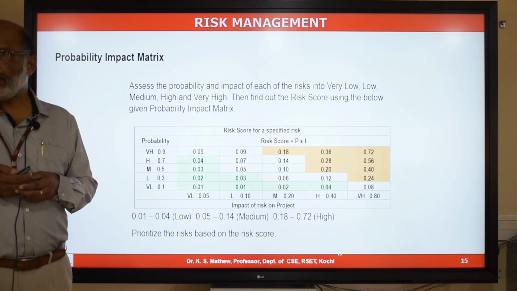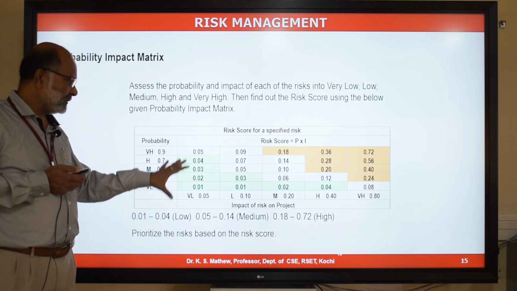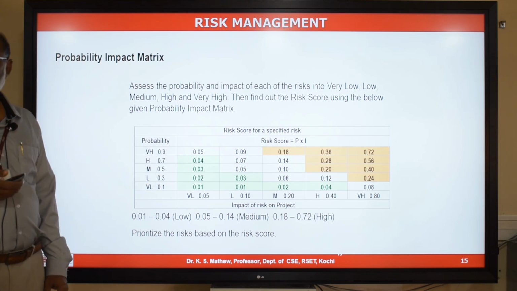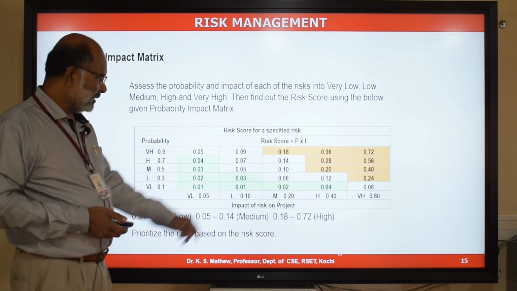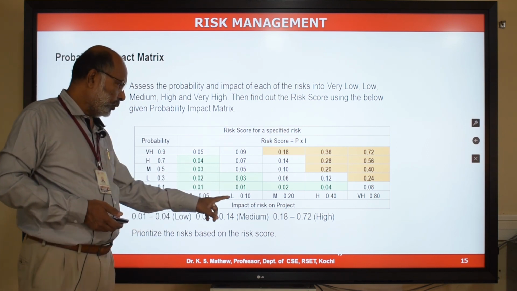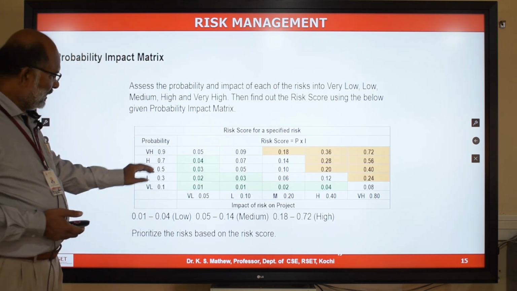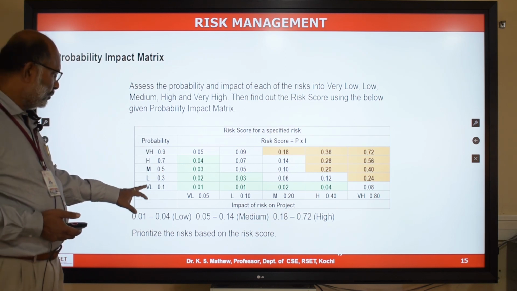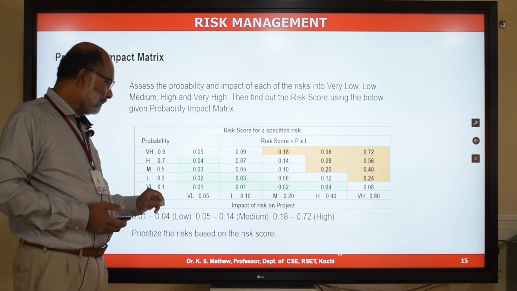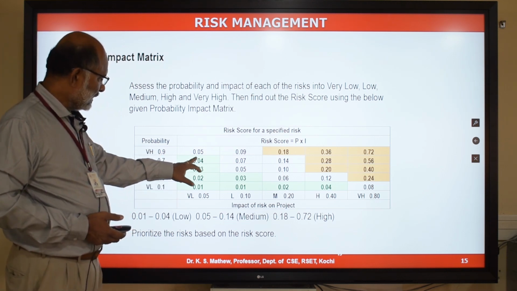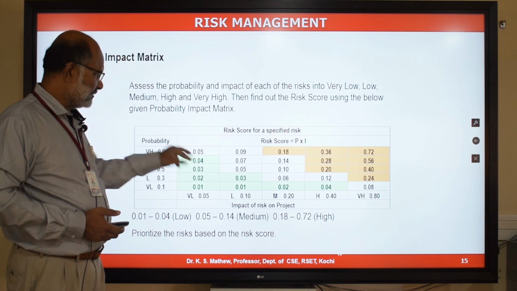Another tool which is commonly used for risk analysis and prioritization is called probability impact matrix, which is a fixed table like this, which you can use to analyze and prioritize the risk. In the x-axis, you have the impact of the risk on the project in a qualitative scale like very low, low, medium, high, and very high. And in the y-axis, you have probability of occurrence. It is again scored in a qualitative scale of very low, low, medium, high, and very high. And there is a number given for each score, and in the intersecting cell, there is a risk score, which is the multiplication of probability and impact. You have a number here, which is fixed.